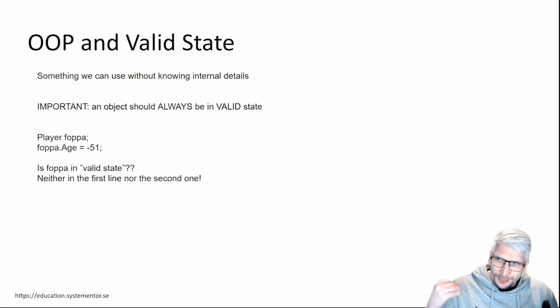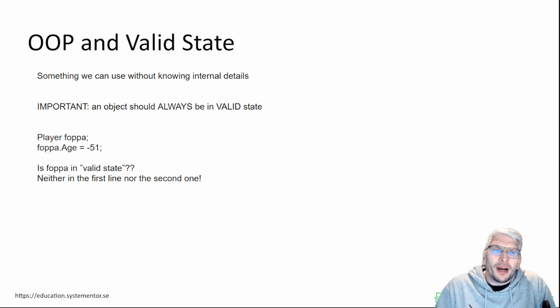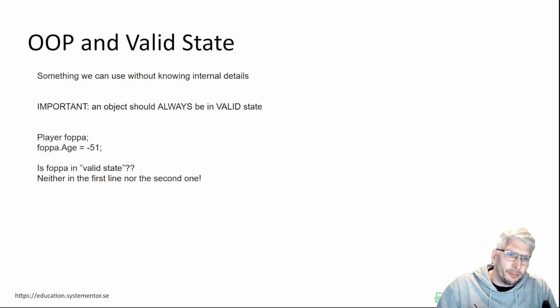First of all, an object is supposed to be an abstraction, right? I really want to use my car without needing to know the internal details. That's the power of abstraction, be it a function, be it an object or anything. That's the point, actually. But also, it's really important that an object should always be in a valid state.